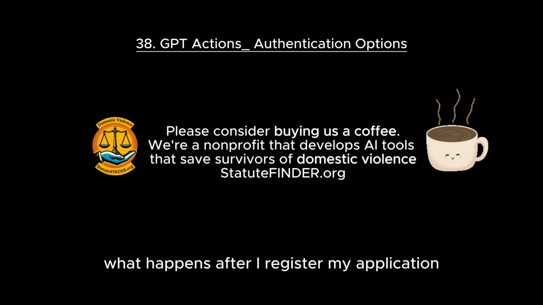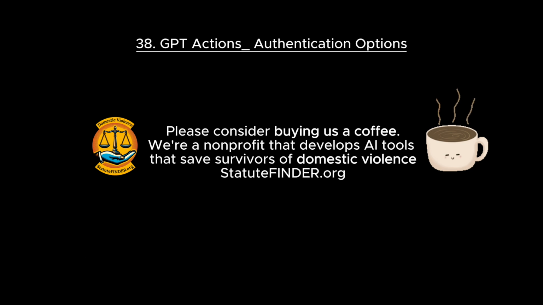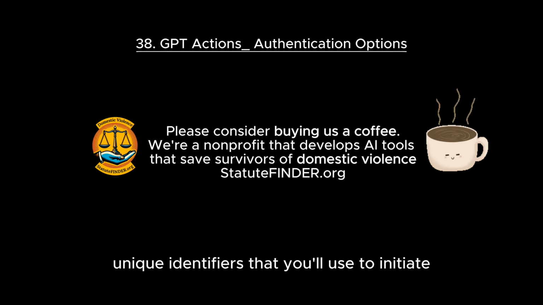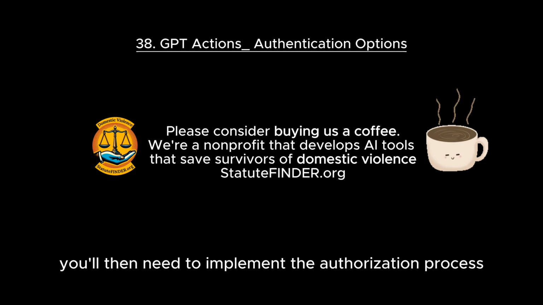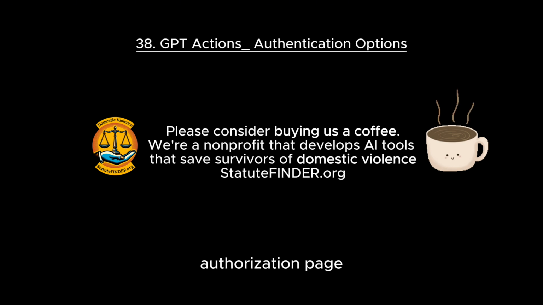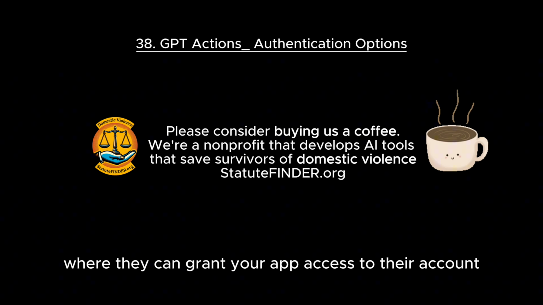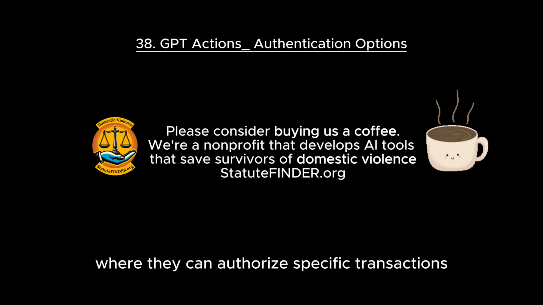What happens after I register my application? OpenAI will provide you with a client ID and client secret. These are like your application's unique identifiers that you'll use to initiate the OAuth flow. You'll then need to implement the authorization process, which involves redirecting users to an OpenAI authorization page where they can grant your app access to their account. Okay, so it's like taking the user to a special section of the bank where they can authorize specific transactions.